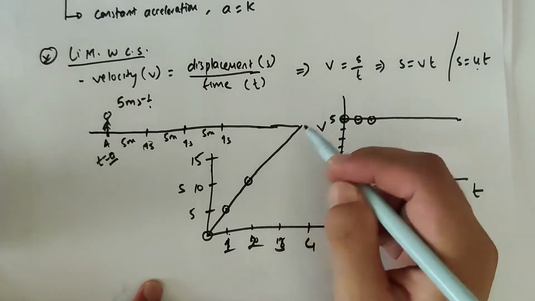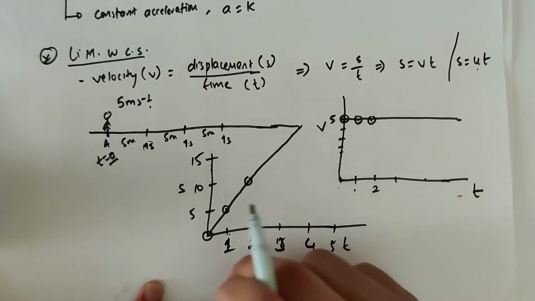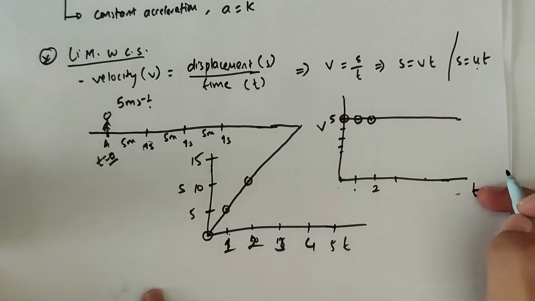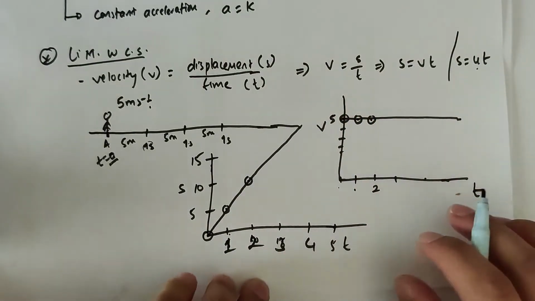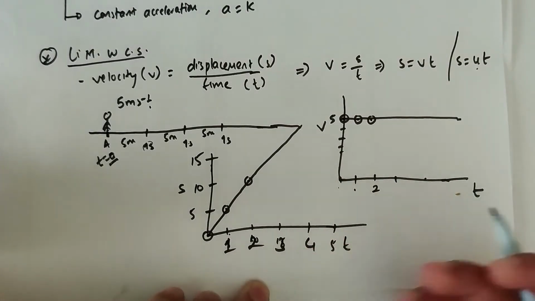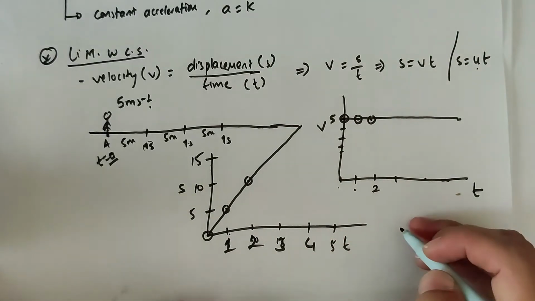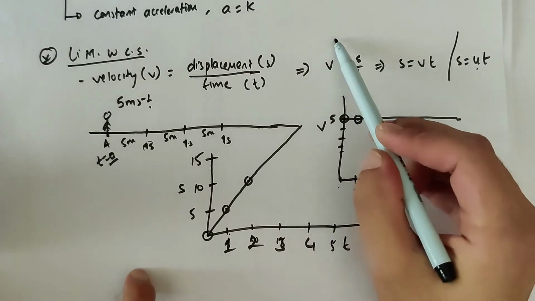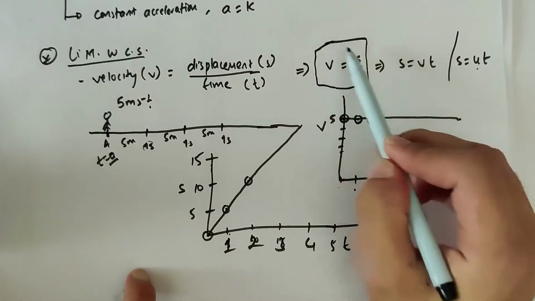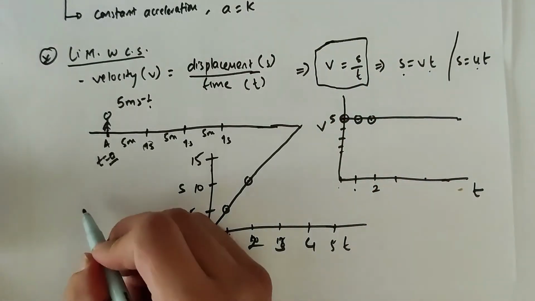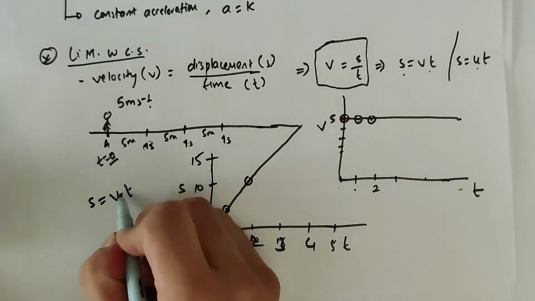But it's not a straight line parallel to the x-axis, but rather it has a slope. And now let's look into the mathematics of this and why it is important to draw this graph. So we know the formula for velocity is v equals s by t, or s equals vt. So we know s equals v times t, right?